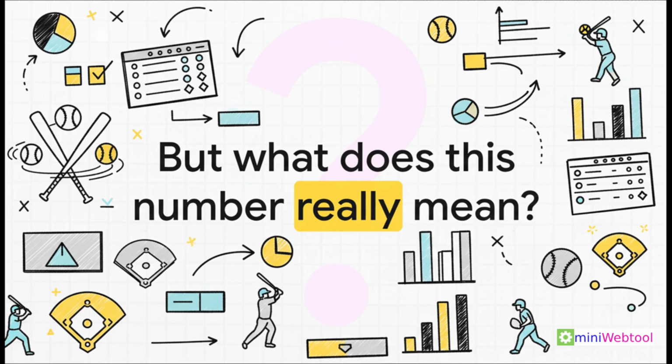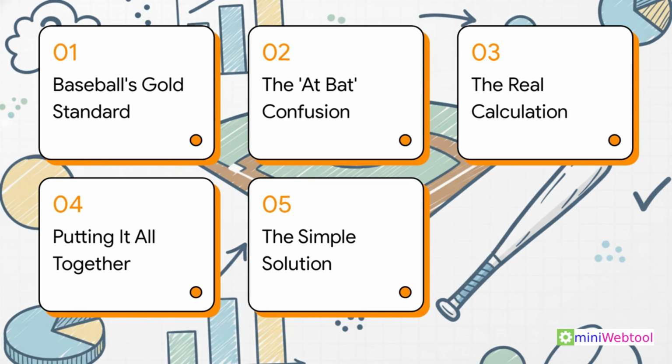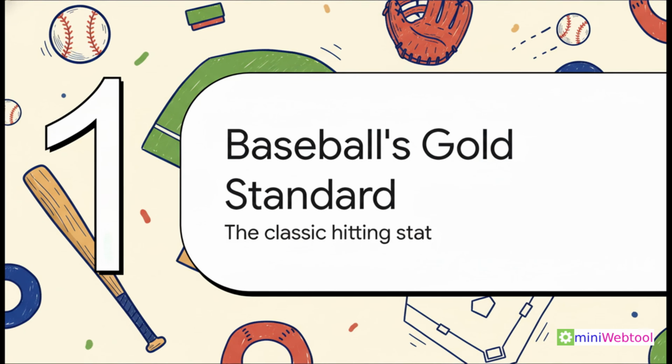How do they calculate it, and why does it get so confusing when you try to figure it out on your own? Look, if you've ever just kind of nodded along when you hear it, trust me, you are not alone. So let's break it down. Here's what we're going to do. We'll talk about why it's the gold standard, get into the whole at-bat confusion. I'll show you the real calculation. We'll walk through an example, and then I'll show you a super simple solution to get it right every single time.